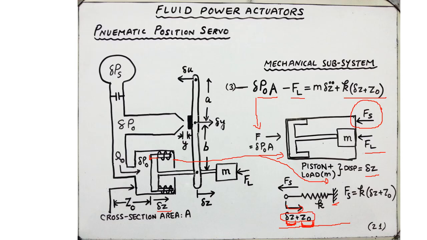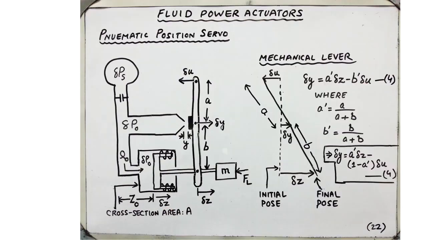So the force acting on this terminal Fs, as shown here, is given by the expression Fs equals K times delta Z plus Z naught. In this case, the spring force expression contains the pre-compressed displacement Z naught. So this is the new component of the spring force.